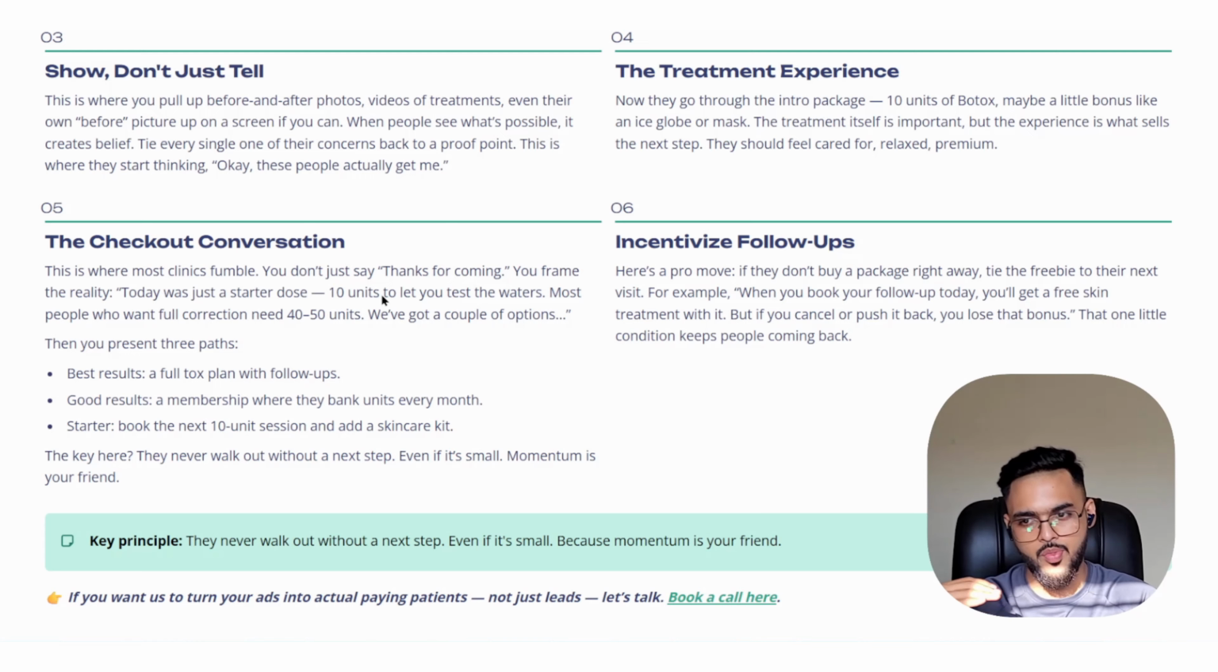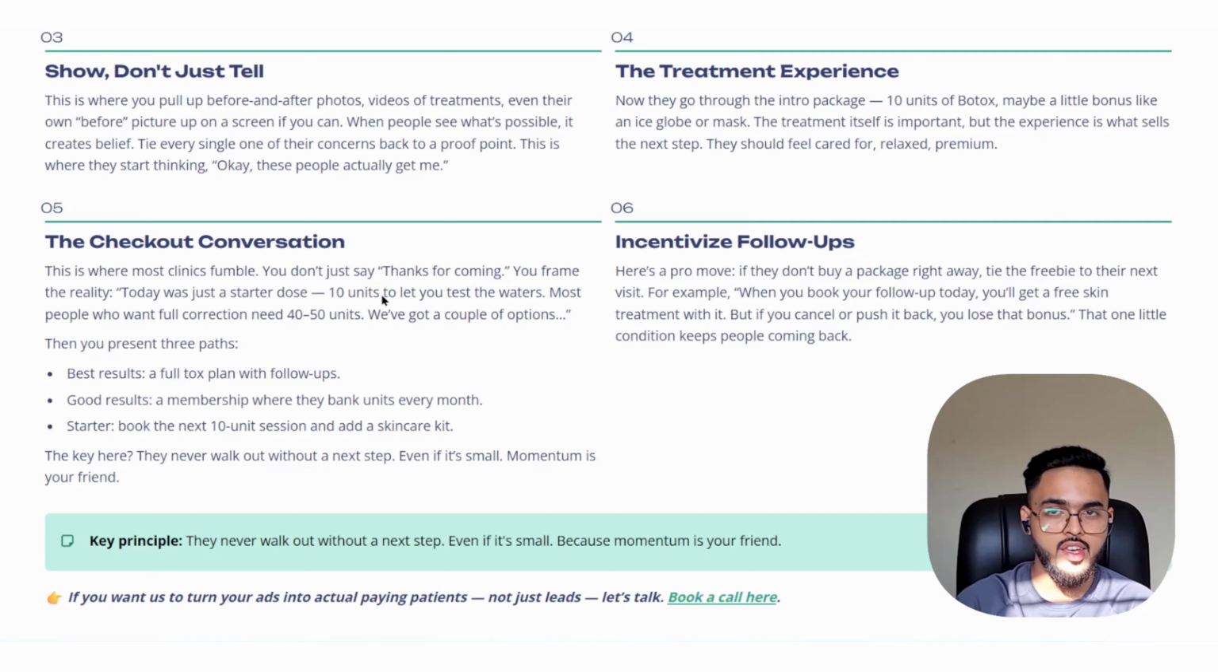An example is if you want the best results, you'll have to buy our full treatment plan with follow ups. If you want good results, a membership works where they bank units every month. And if you want the minimum amount of results, they can book the next 10 to 20 unit session and add a skincare kit. The key here is to never let them walk out without a next step, even if it's small.